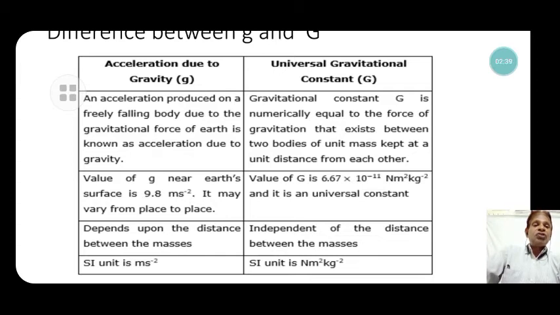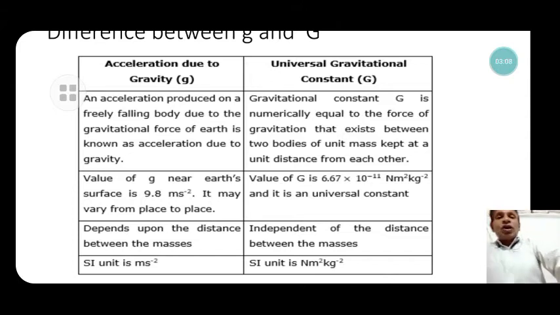But the value of G, that is 6.67 into 10 to the power minus 11 Newton meter square kg inverse 2, is a universal constant. Wherever you go in the universe, the value of G is always constant. It is calculated by Henry Cavendish and it is known as the universal gravitation constant. It is represented by G.